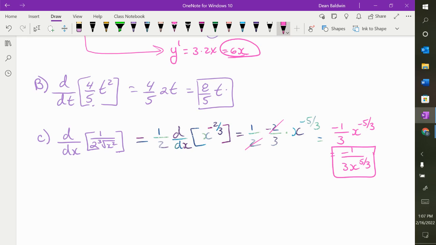Ready? -1/3 x to the 5/3, or x to the cube root of x to the power of 5. I got everything right except the exponent was 5. All right. So everybody pulled the 1/2 out, right? Or just wrote it down. Yeah. You dropped the -2/3 down. Everybody get that? Well, first of all, you have to rewrite it as x to the power of -2/3.